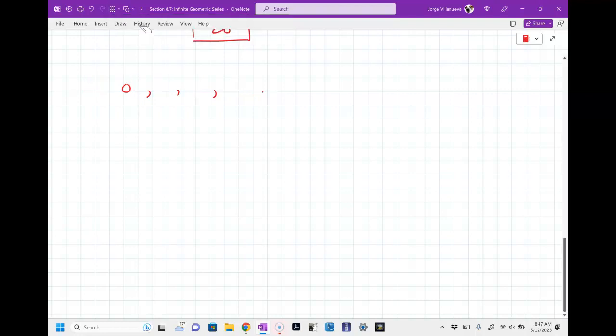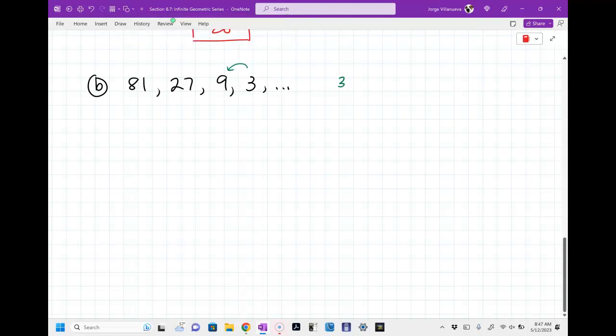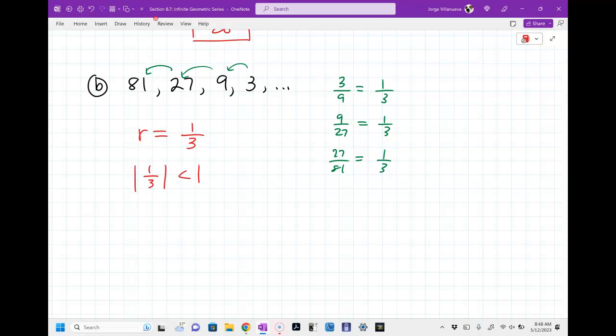Do it on paper. I'm going to rewrite these in black. I just realized I put them in red. So, 81, 27, 9, 3. If you can't do it in your head, remember, do it by hand. So 3 over 9 is 1/3. 9 over 27, 1/3. 27 over 81, 1/3. So what's my R value? It's 1/3.